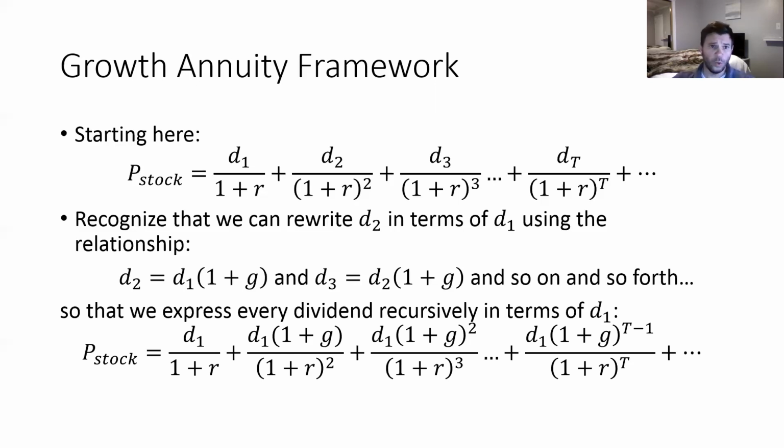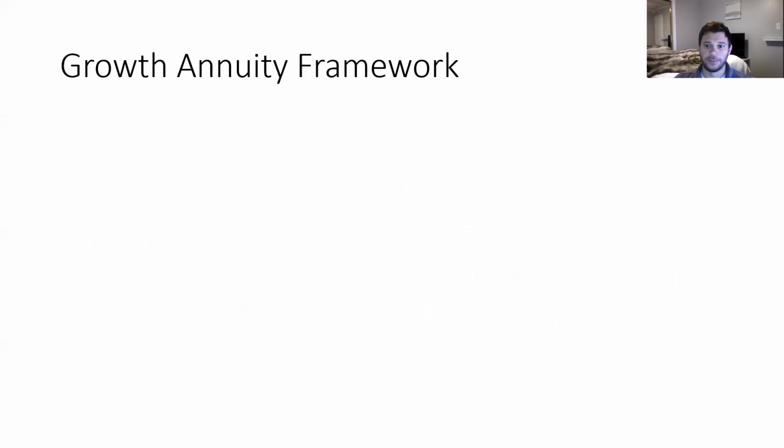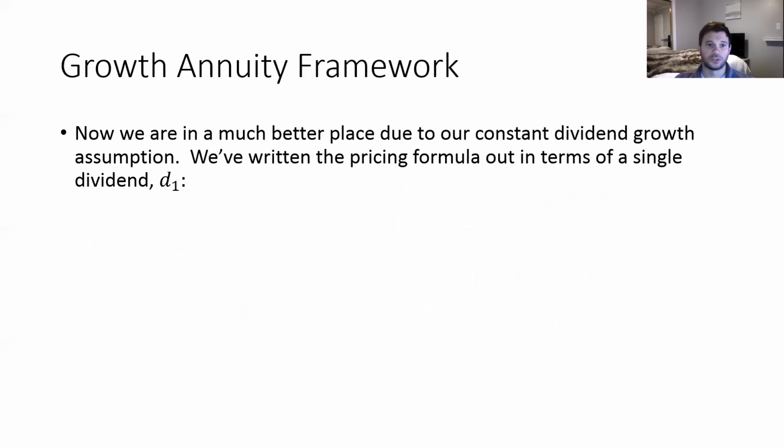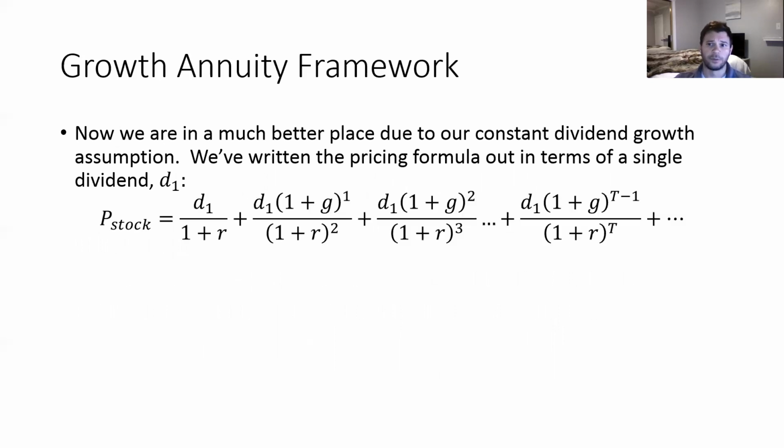Now, we are in what is known as the growth annuity framework, right? The cash flow structure is growing geometrically over time. So this is not a uniform annuity framework, but we're going to use a convenient trick in a minute to bring us back into what looks like a uniform annuity situation. So again, we've written the pricing function as a function only of the dividends in period 1.